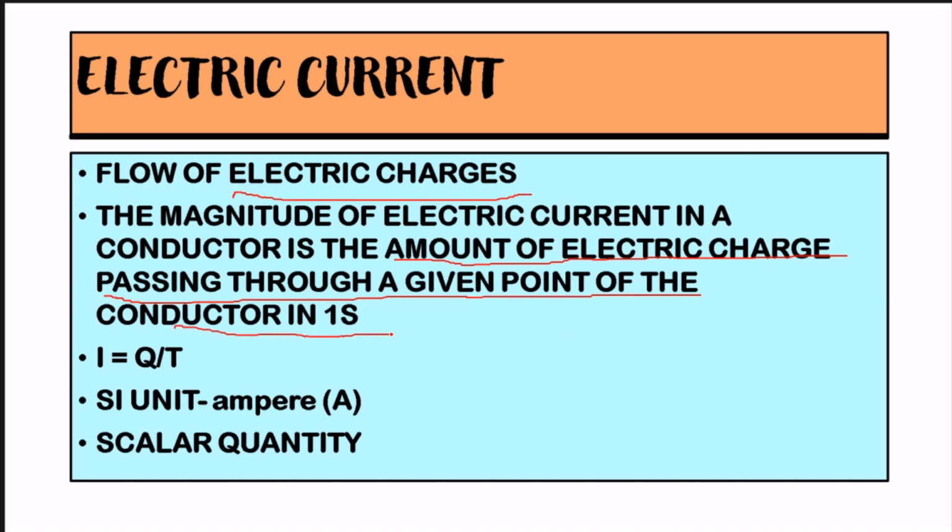If the charge of Q coulomb is flowing through a conductor in the time t, then the magnitude of current denoted by capital I flowing through it will be I equals Q upon t. The SI unit of current is ampere and it is a scalar quantity.